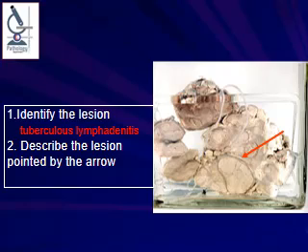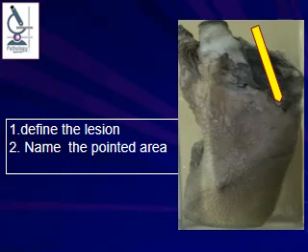Describe the lesion pointed by the arrow. We have cut section of the enlarged lymph nodes matted together. Cut section showing necrotic-like material, yellowish in color and cheesy-like. Define the lesion. What we have here, we have dry gangrene of the hand. Name the pointed area. We said this is the line of demarcation.